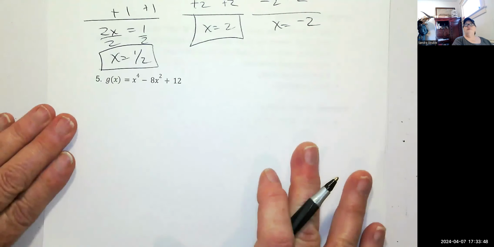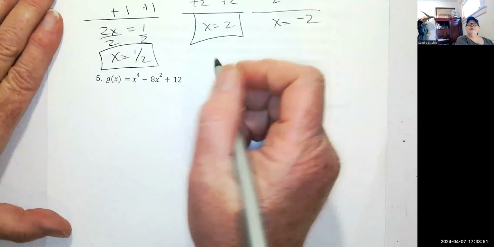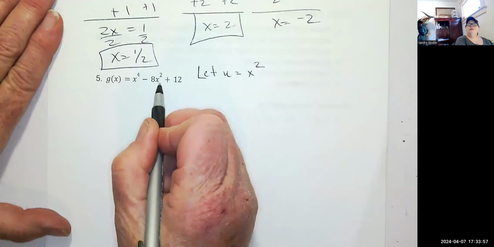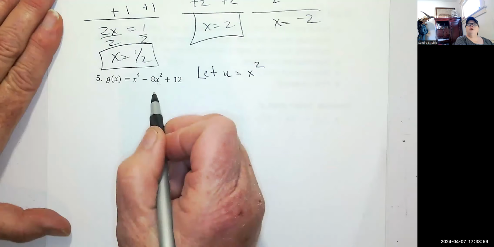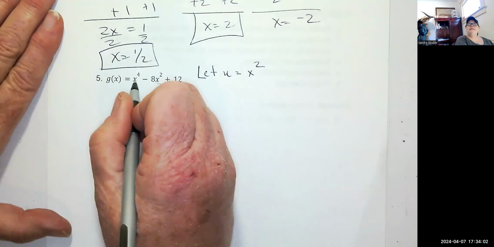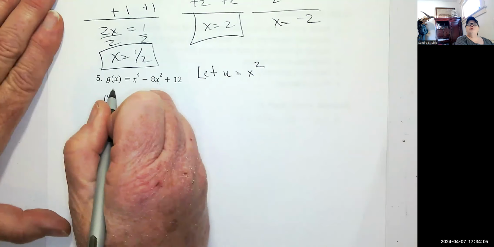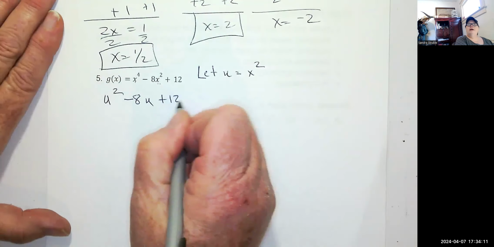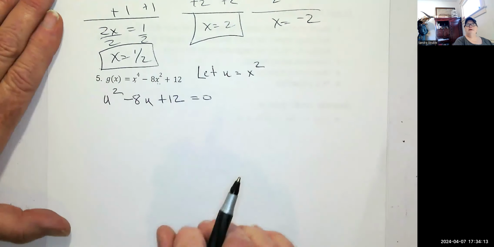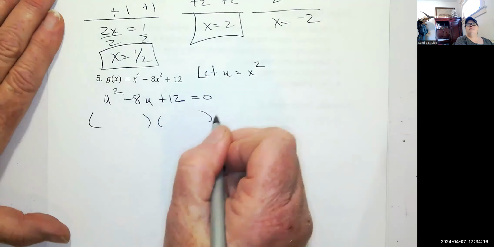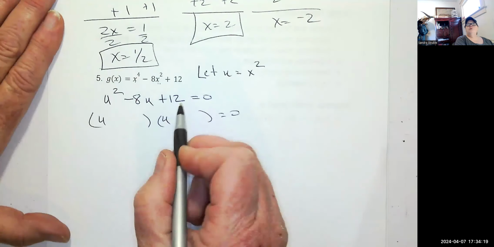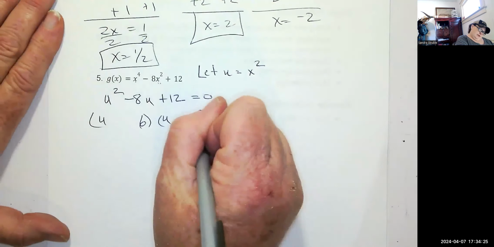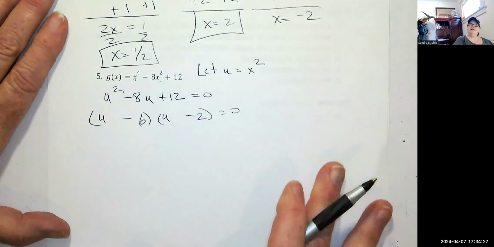Next one. I've got x to the 4th minus 8x squared plus 12. For this one, we're going to let u equal x squared. It's just equal to the x squared, which is your middle term. And when I do that, I can replace the x to the 4th with u squared minus 8u plus 12. And I'm going to set this equal to 0 because I'm looking for my zeros. I can now factor this, u and u. 12 can be 4 and 3, 6 and 2. 6 and 2. They have to both be negative because only the middle term is negative.